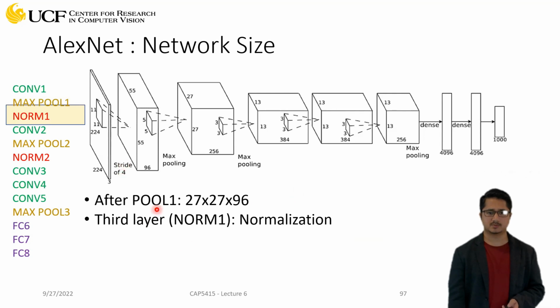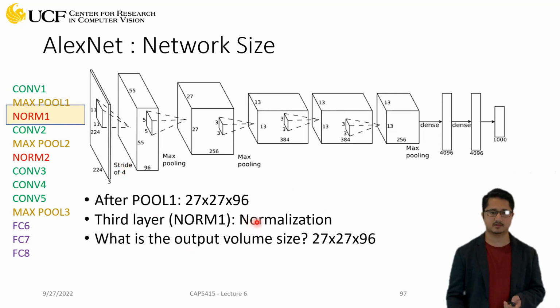Okay, so after the max pooling, we have a normalization layer. And again, as I said, we just try to limit the values between a certain range. So the size of the activation map should not change. It's just the values in that activation map that will change. Okay, so the shape will remain the same.